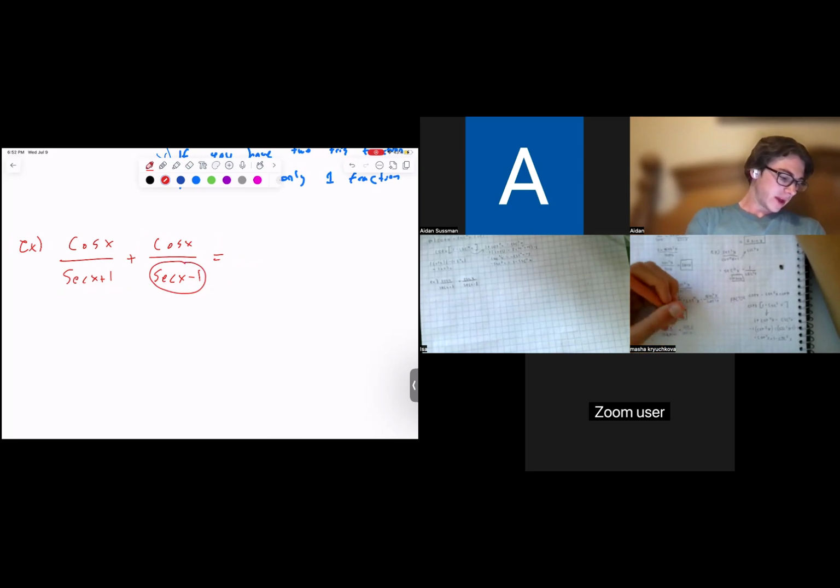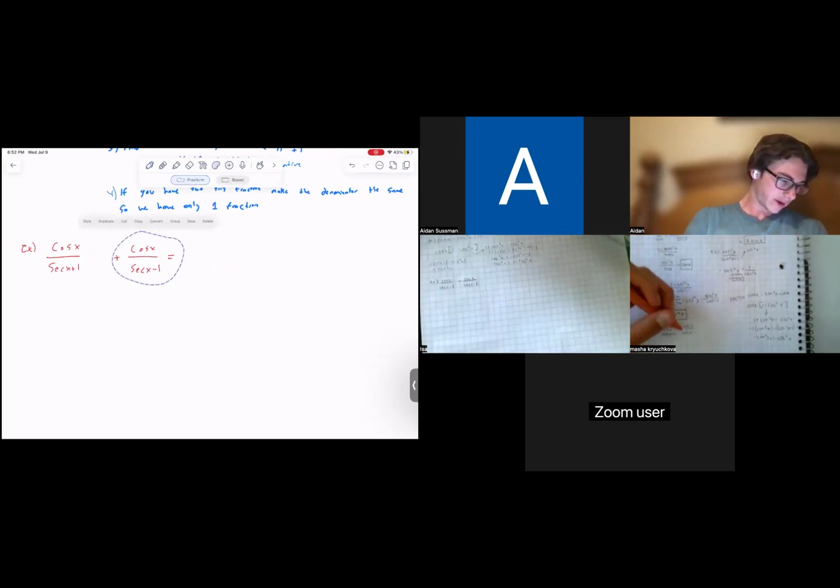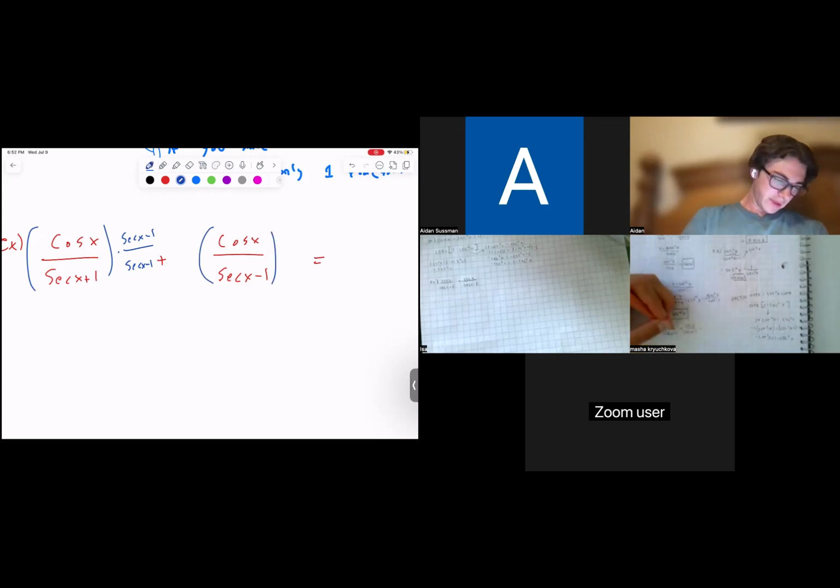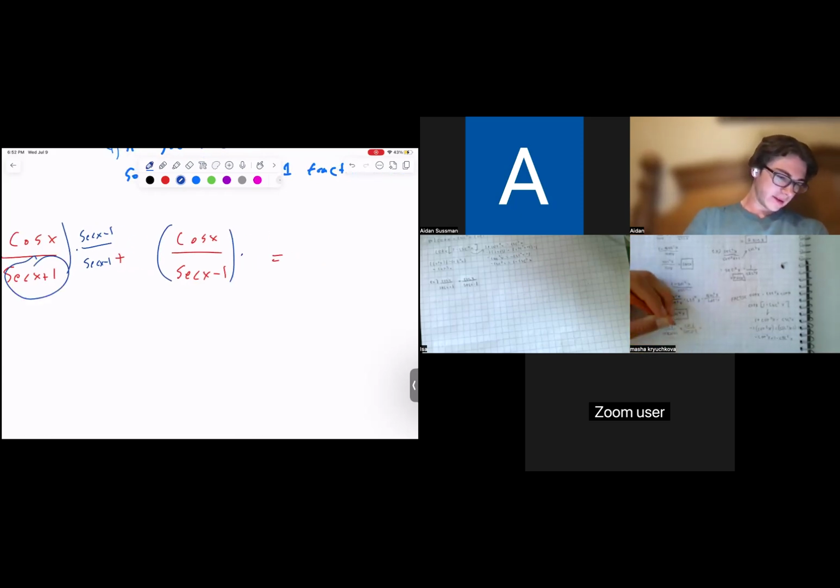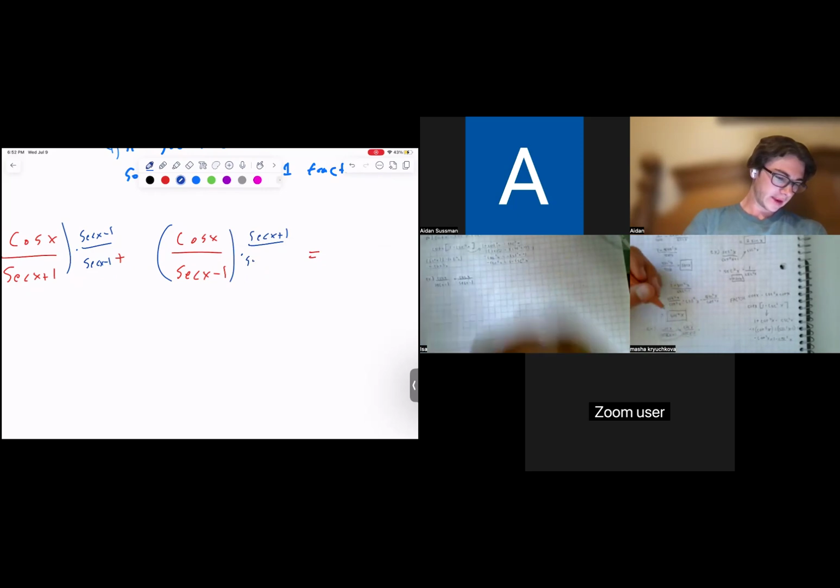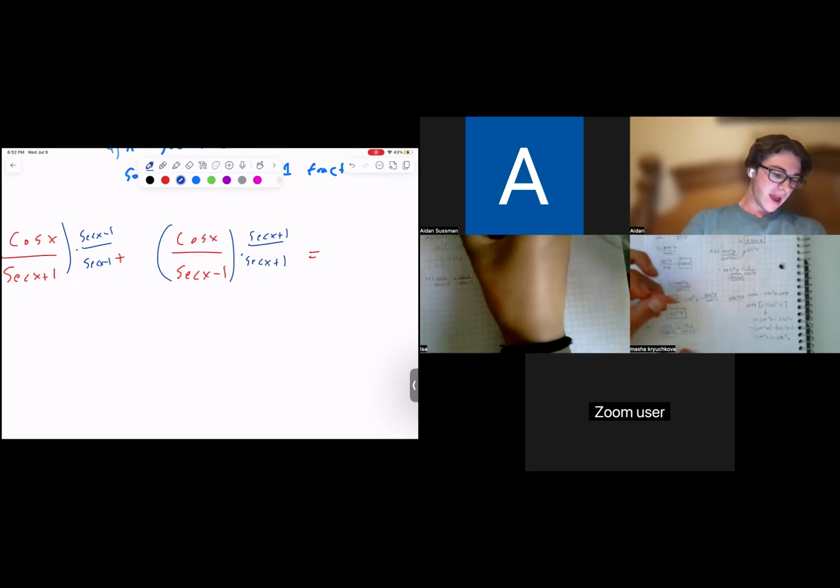I take this one and multiply this guy by the top and bottom. So this becomes, I'm going to make some space here so I can write it. We're going to take this guy and multiply him by secant of x minus 1 over secant of x minus 1, right? So that these denominators are the same. And we'll do the same thing over here, but with this guy. We'll multiply the top by secant of x plus 1 all over secant of x plus 1.